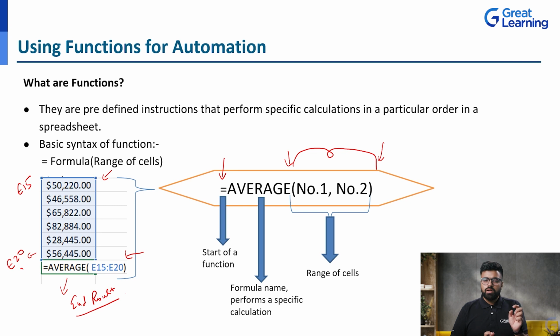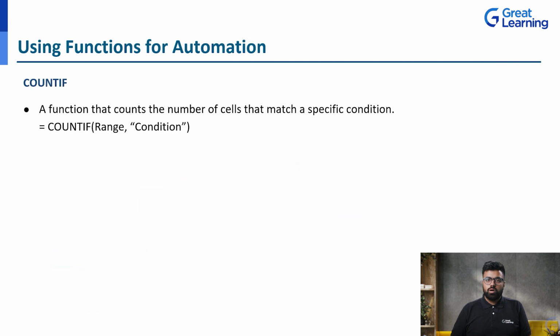Now there are some very important functions that you must know before you learn how to automate these things. The first one is COUNTIF. I'm not talking about any of the basic ones, that is sum, average, maximum, minimum. I'll talk about the ones that would actually help you in segregating your data or cleaning your data in some way or the other. So the first one is COUNTIF.